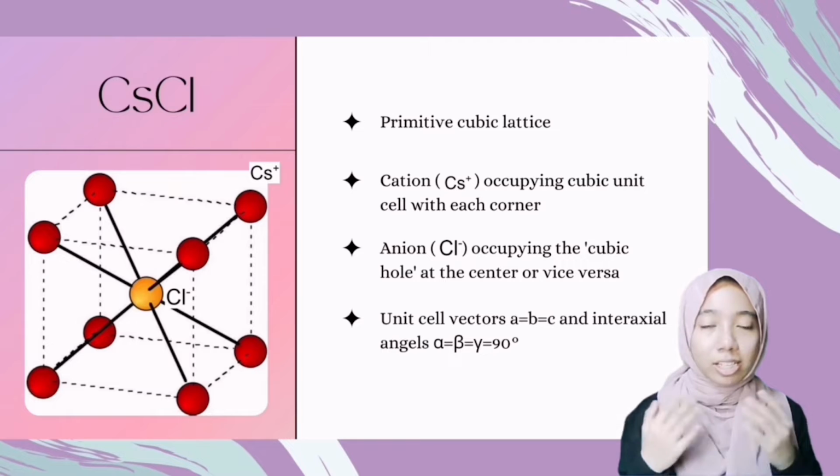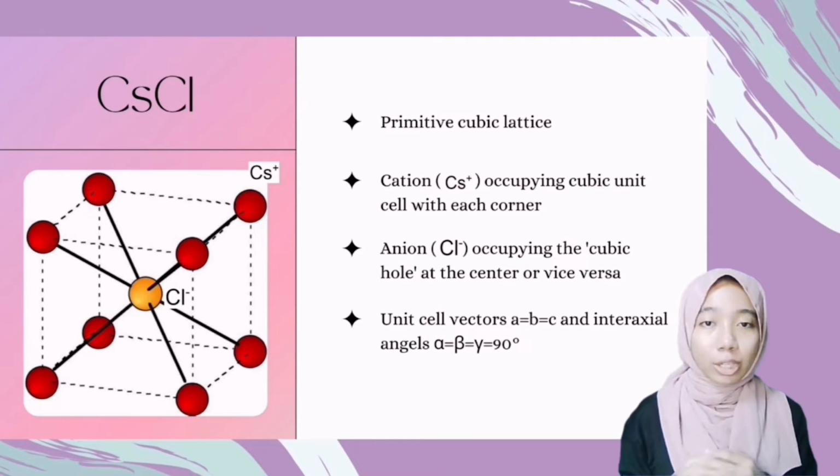Caesium chloride crystallizes in a primitive cubic lattice, which means the cubic unit cell has knots only at its corners. The structure of caesium chloride can be seen as two interpenetrating cubes, one of caesium ion and one of chloride ion. It has a cubic unit cell with each corner occupied by a cation, which is the caesium ion, and an anion, which is the chloride ion, occupying the cubic hole at the center, or vice versa. It has unit cell vectors a equals b equals c and interaxial angles alpha equals beta equals gamma equals 90 degrees.